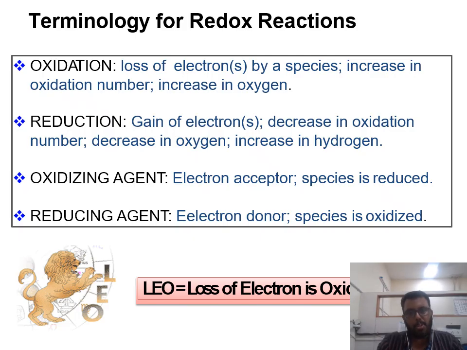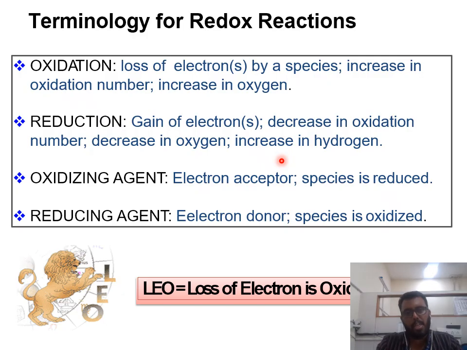Now, this is textbook stuff, you already know what oxidation is. The terminologies I want to briefly introduce to you: oxidation is loss of electrons by a species. Whenever a species loses electrons, its oxidation number increases proportionally. When one electron is lost, one positive charge is added, and if it is two, then two positive charges. So an increase in oxidation number.